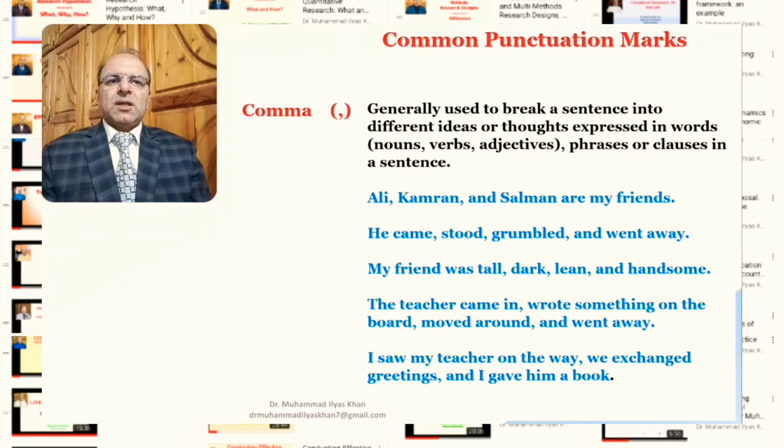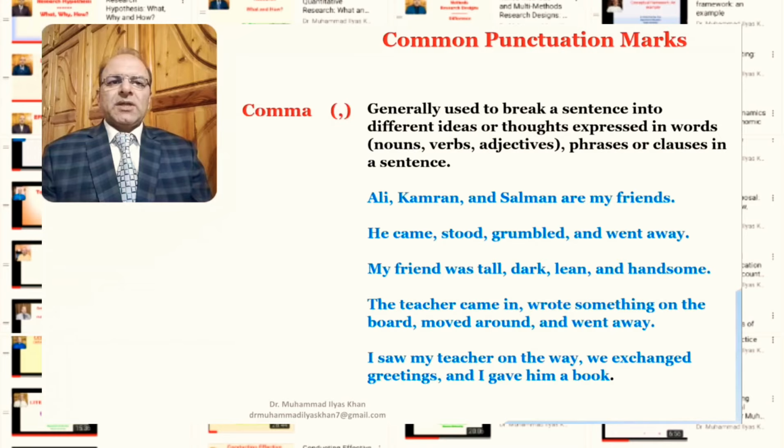In the first one, Ali, comma, Kamran, comma, and Salman are my friends. In some cases, the comma after the last noun before and is excluded, but generally it is a better practice to include this comma. Then the second one, in terms of separating verbs, he came, comma, stood, comma, grumbled, comma, and went away. Again, you can see that verbs have been separated through commas.